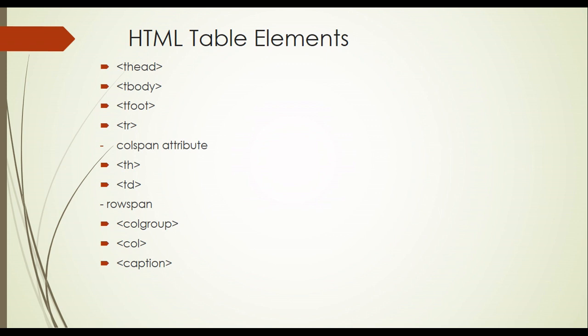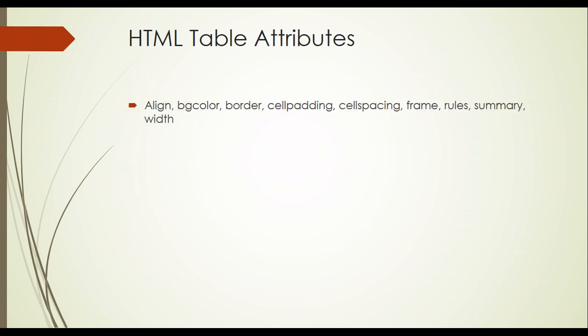Now, having said all the table elements, we also have the HTML table attributes that are directly attached to the table element if there be need. These include align, which defines the alignment of a table. Probably we can make use of this in CSS, but we can also make use of it in HTML. Then there is bgcolor, which defines the background color of a table, border, cellpadding, cellspacing, frame, rules, summary, and width. All these can be done in CSS.